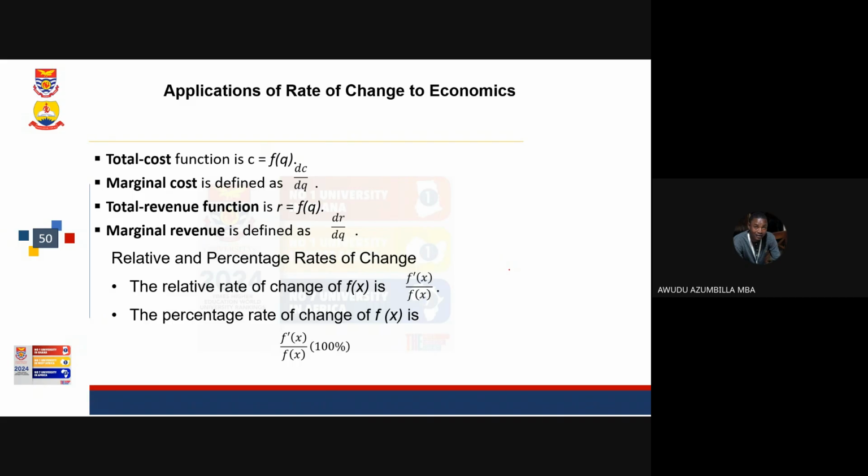We can also use it on total revenue functions. When you have the total revenue, you differentiate it to get the marginal revenue. We can use it in a lot of applications. We can look at how the percentage changes in a variable with respect to another variable. A lot of them.